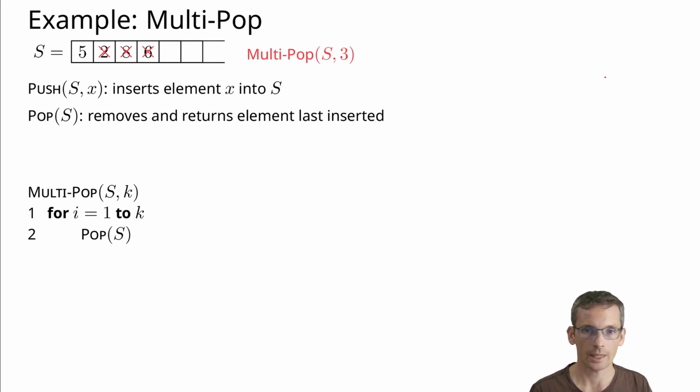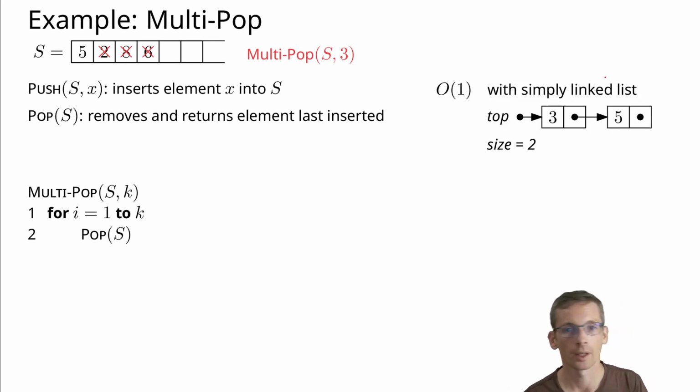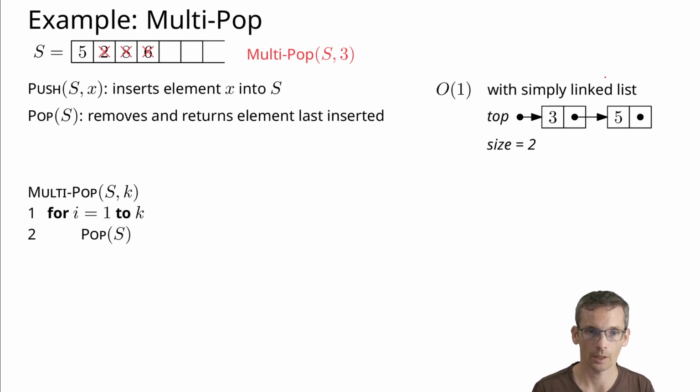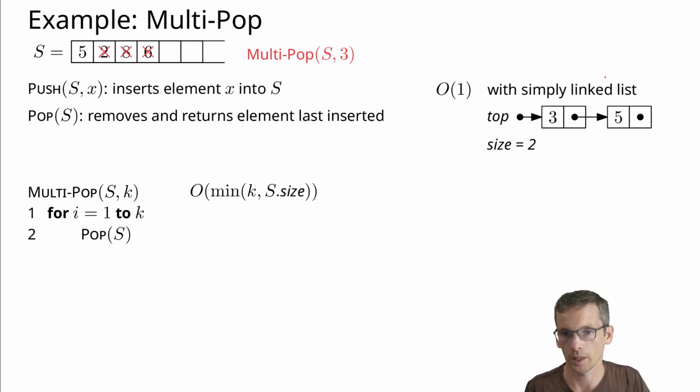So how efficient can we implement all of this? Using a standard stack data structure, for instance either a linked list or a dynamic array, I can implement push and pop in constant time. Here you see a simply linked list, and there I can simply access the top and push and pop things in constant time. If I use this data structure, then the multi-pop will take time proportional to the number of elements I'm popping, and that's either k, or if the stack doesn't have that many elements, then as many elements as I can pop.